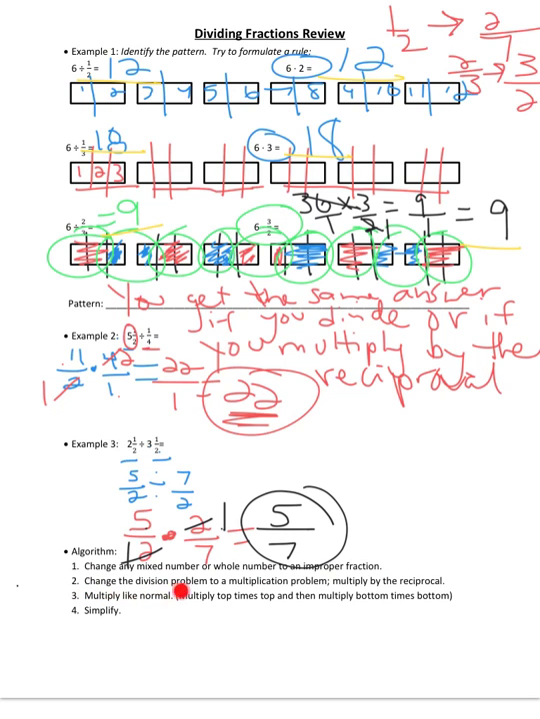Second step, change the division problem to a multiplication problem. But we also have to change the second number. We have to multiply by the reciprocal. Third step, multiply like normal. So we're going to do the top times the top, bottom times the bottom, and then if possible, we will simplify.